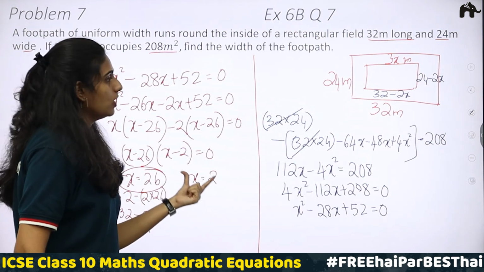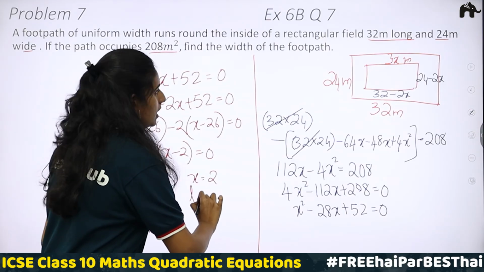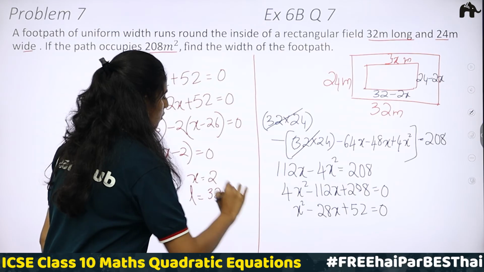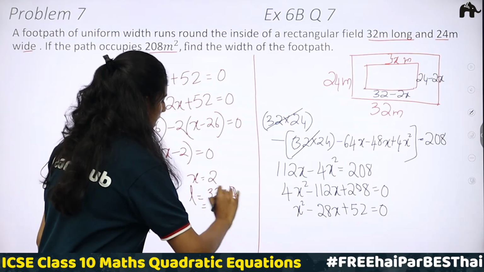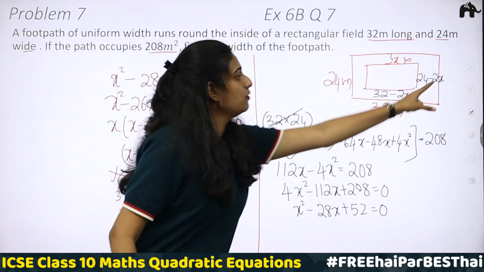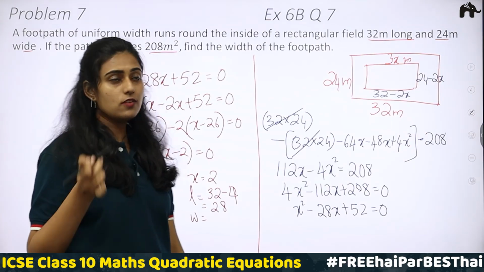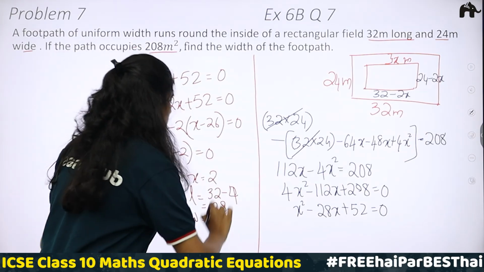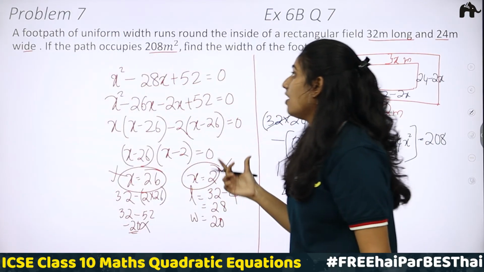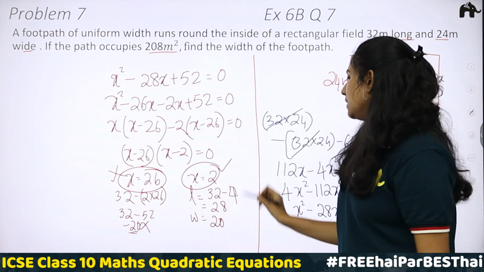Then when x is equal to 2, the length will be equal to 32 minus 2 into 2, 4. That is 28. And the width will be equal to 24 minus 2x. 24 minus 2 into 2, 24 minus 4, which is 20. So this value of x is acceptable. That is, the width of the footpath is equal to 2 meters.